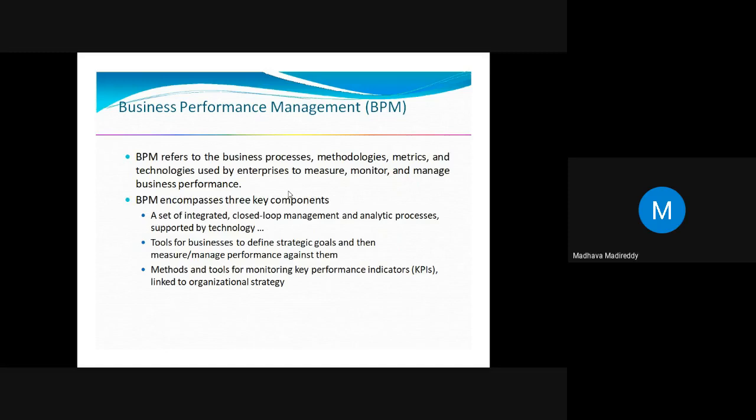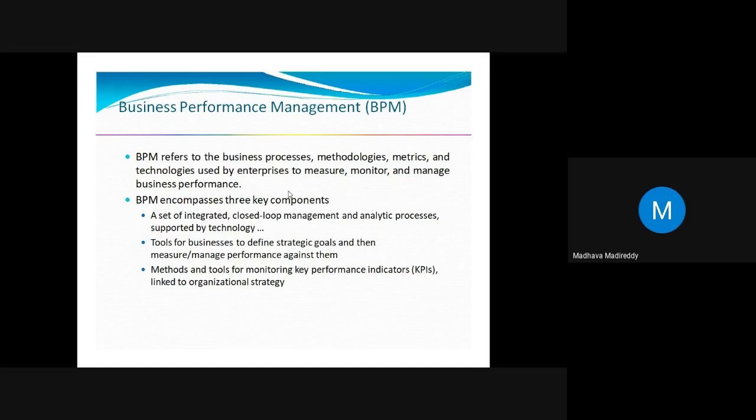So a BPM is primarily a business process that enables and monitors the business performance. BPM has three fundamental components. First of them is a set of integrated, closed loop management and analytic processes. All these are supported by technology.